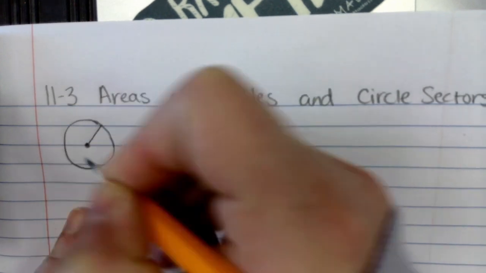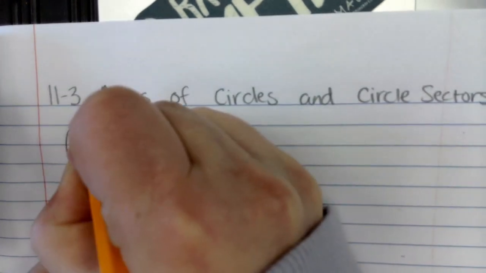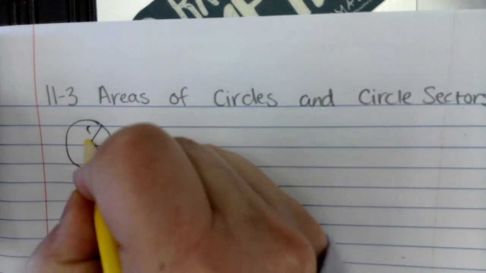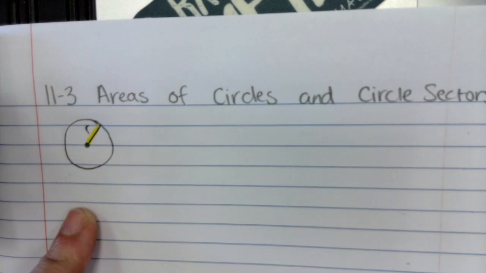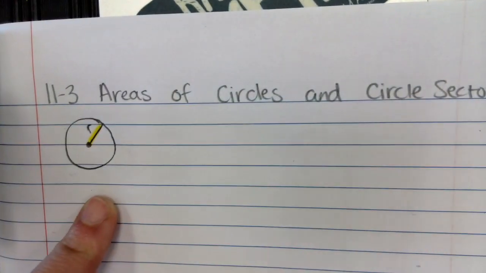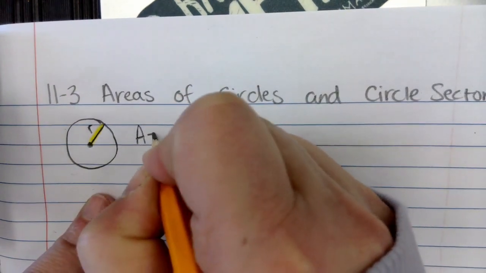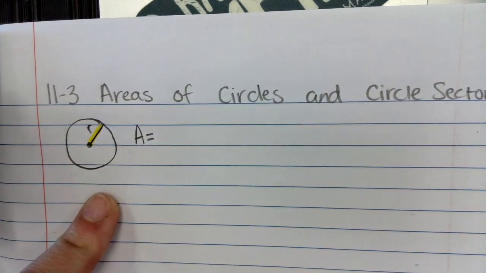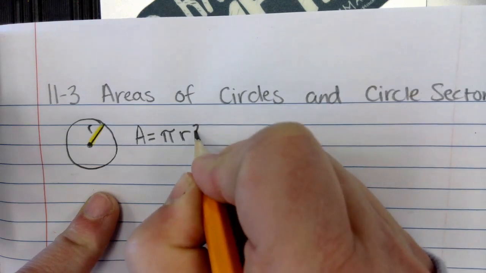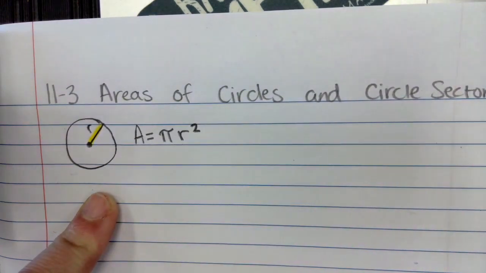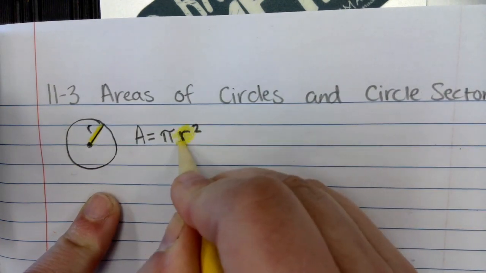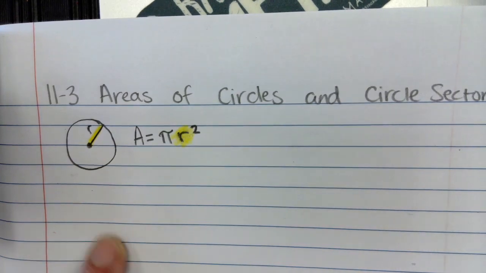I'm going to use yellow for my radii today. Anytime I do a radius, I'm going to use yellow. Okay, and our formula is A equals pi r squared. Okay, and don't forget that R stands for radius.